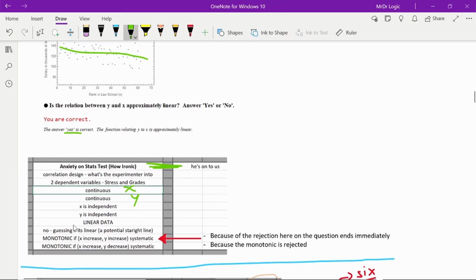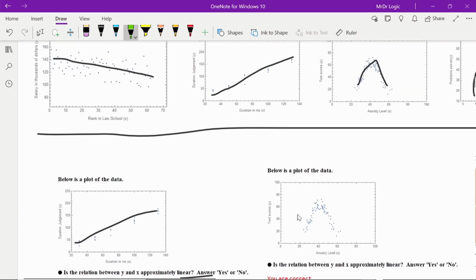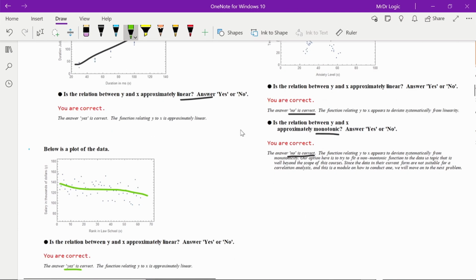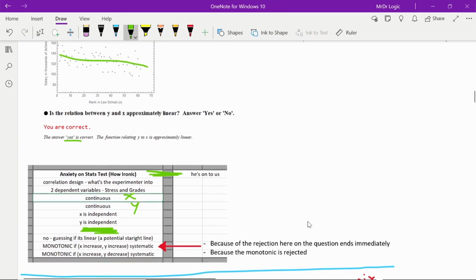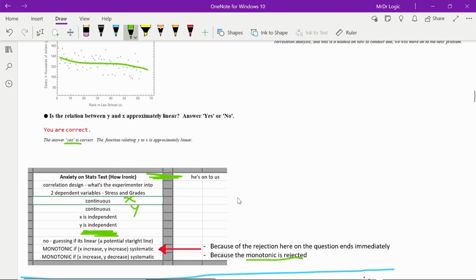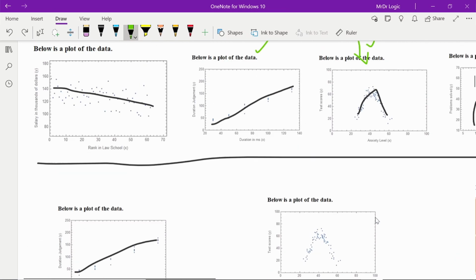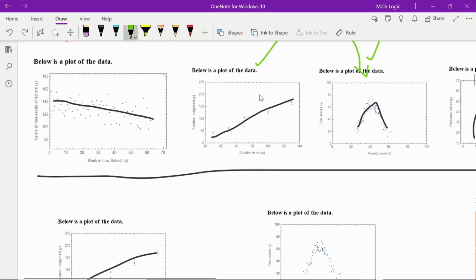And then ignore this linear data. That's me just basically copy pasting it. So I apologize for any confusion. But no, it's not linear, so we most likely have a parabola, because I'm cheating and looking at this, because we rejected it here immediately because monotonic was rejected. So there's no correlation between the 2 groups. So we're trying to find if there's any correlation. If there's a linear correlation, then we will continue.